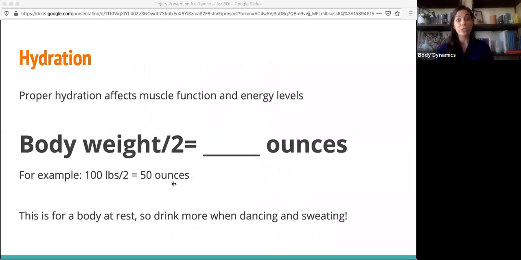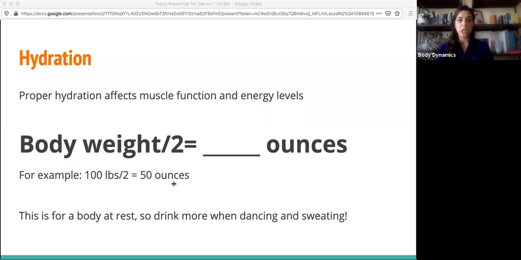So we're going to start with hydration. It's super basic, but it's really, really important. And a lot of people are really missing this. So hydration can affect muscle function and energy levels. At rest, you should be drinking half your body weight in ounces of water per day. When you dance, and when it's hot outside, like it's getting to be summer now here in the DC area, and with sweating more, that number will need to go up.